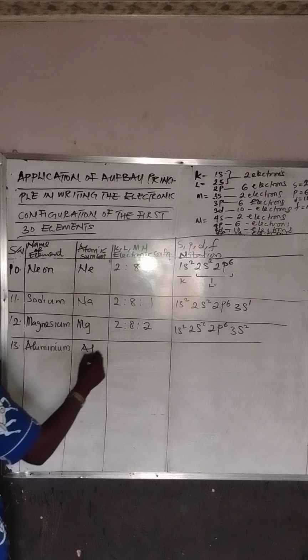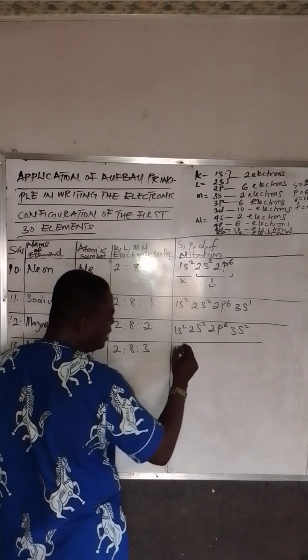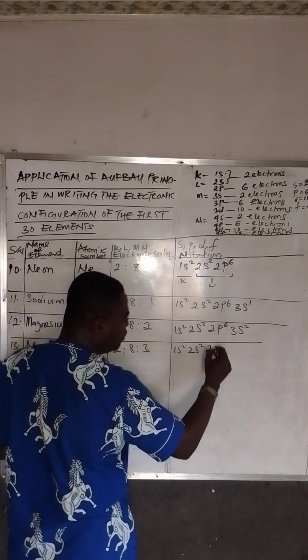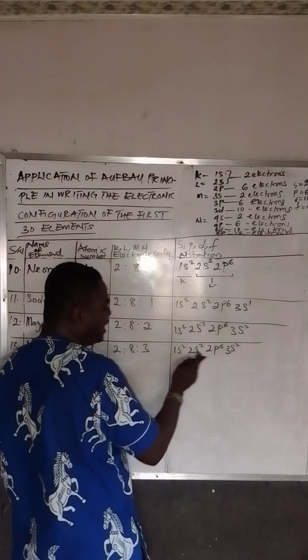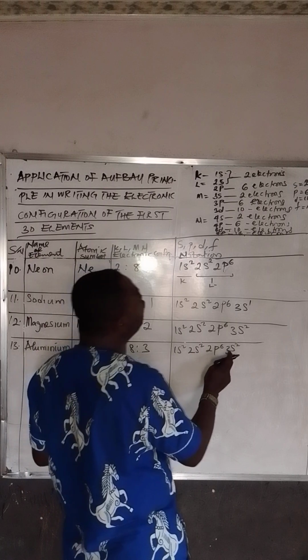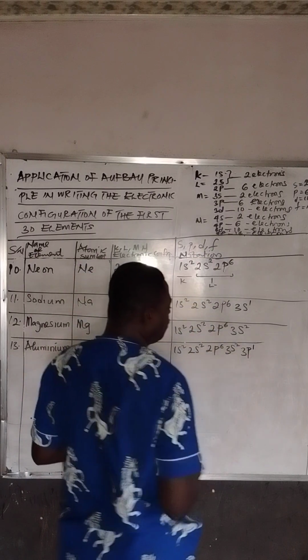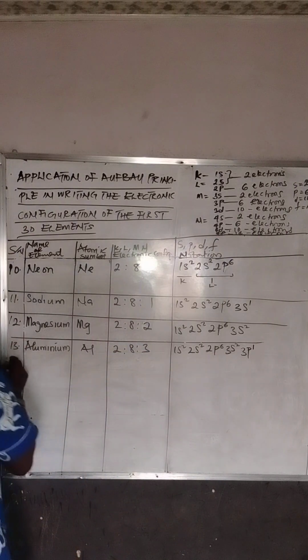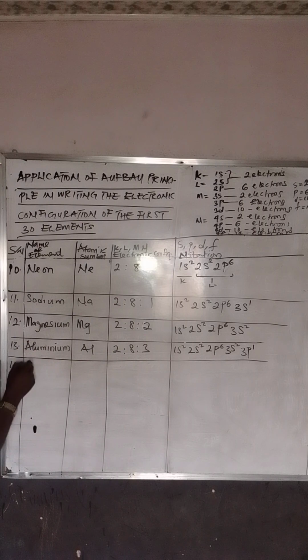Aluminium, Al. That's 2 to 8 to 3. The configuration will now be 1s2, 2s2, 2p6, 3s2. Now, add up what you have here. This 6, 7, 8, 9, 10, 11, 12, and you are going to 13. And s is full, 3s is full. You now go to 3p and put the remaining one there. Although the 3p can take 6, it's one that is available, so you manage it like that. The next one is silicon.